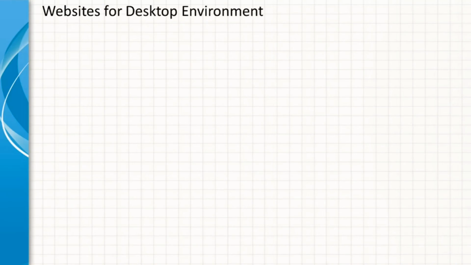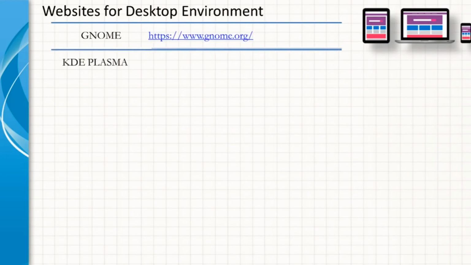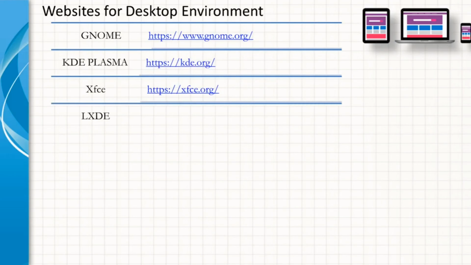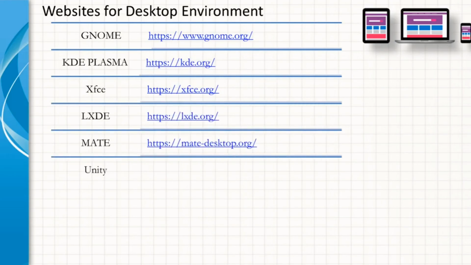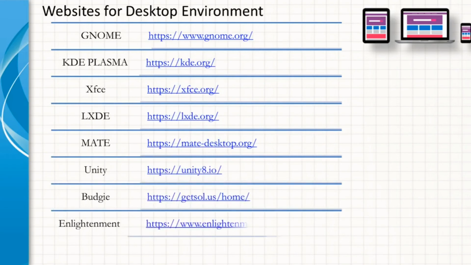Here is a list of websites for desktop environments. As we already talked about them in earlier slides, this is just a pointer to the website address where you can download the desktop environment and find further information including documentation and support. It's GNOME, KDE Plasma, XFCE, LXDE, MATE, Unity, Budgie, Enlightenment and LXQt.